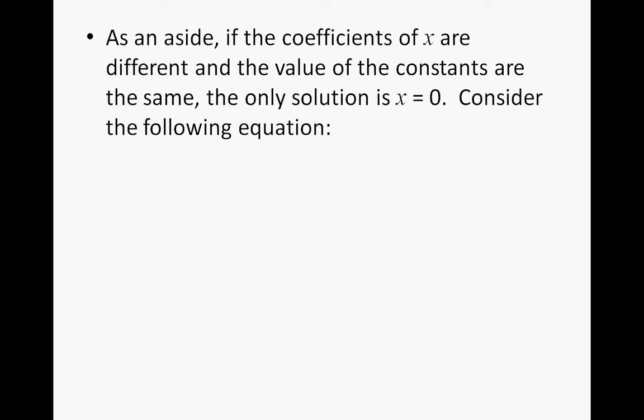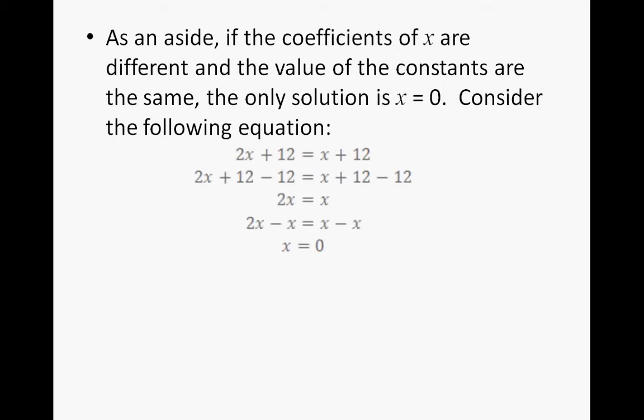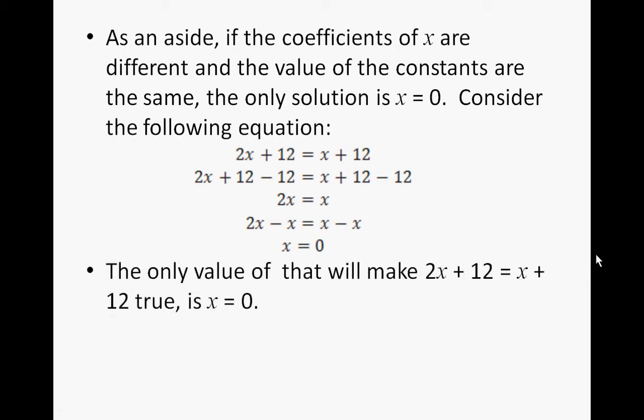Consider the following equation. So here we have our coefficients in front of x are different, but our constants are the same. As you followed through the process using the properties of equality, notice what happens. x is equal to 0. So the only value that will make 2 times x plus 12 equals x plus 12 true is 0.